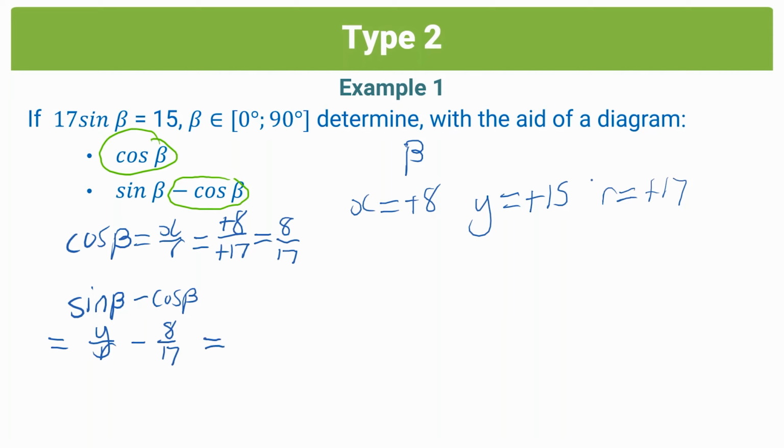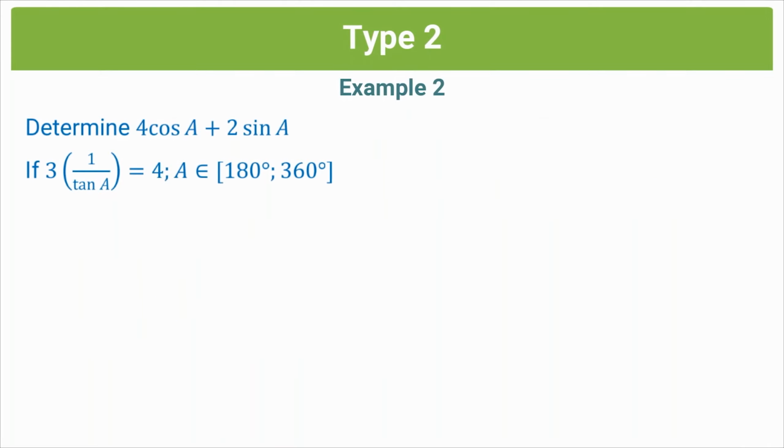So now we know that y is positive 15 and r is positive 17. We can merely substitute that in. We have 15 over 17 minus 8 over 17. Our denominators are the same, so we can subtract our numerators, and we get our final answer to be positive 7 over 17. So we've answered the first question. Let's get on to the next question.